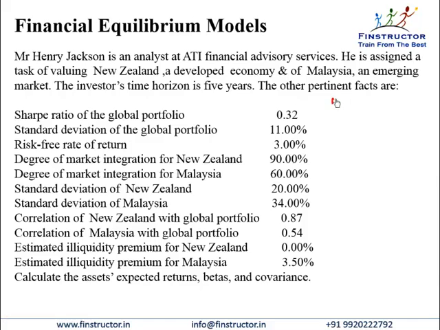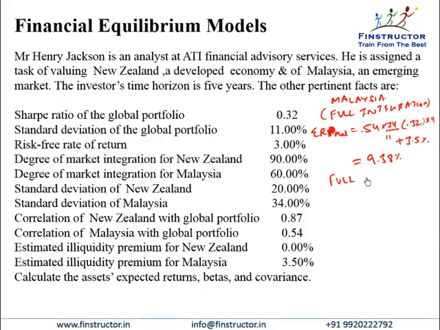So let's do the same calculation for Malaysia now. We will first do it assuming full integration. With full integration, the equity risk premium for Malaysia would be equal to the correlation, that is 0.54, into the standard deviation of the Malaysian market, that is 34%, upon the standard deviation of the global portfolio, that is 11%, into RM minus RF, that is nothing but 0.32 into 11%, as we calculated in the New Zealand example. So assuming full integration, the equity risk premium for the Malaysian market, excluding the illiquidity premium, would come out to be so much. Adding the illiquidity premium as well, we will get the equity risk premium assuming full integration as 9.38%.